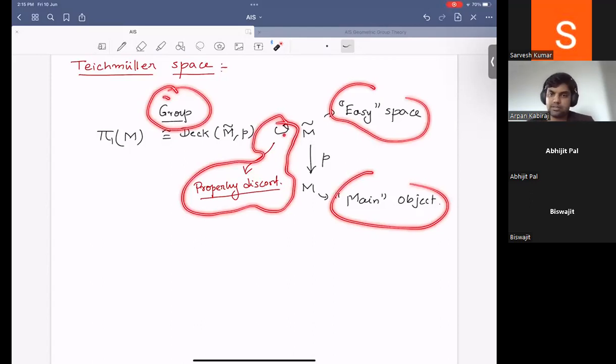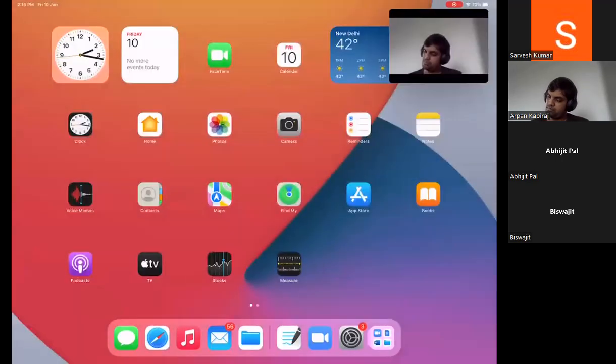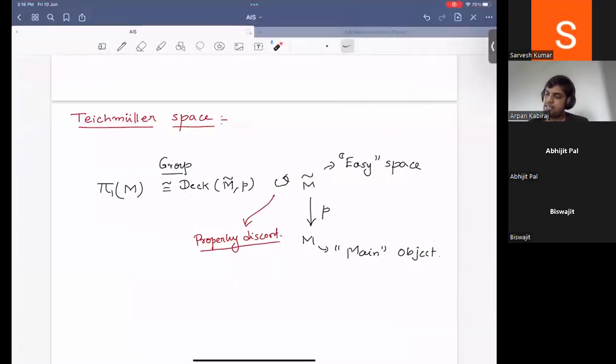Give me 1 second. The screen is frozen. Can you see the screen now? Is the screen visible now?